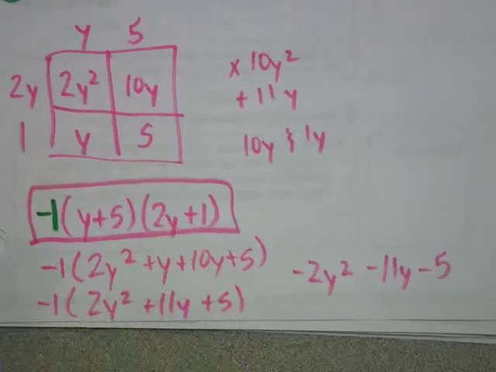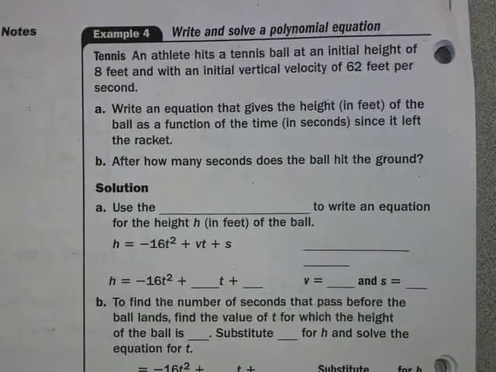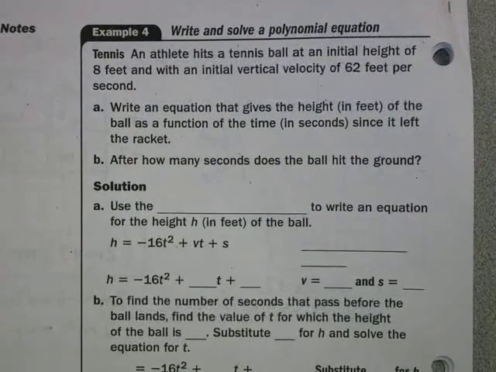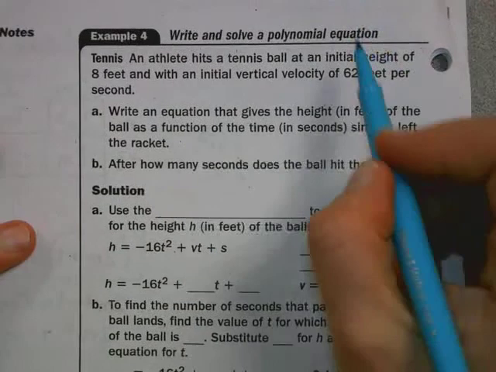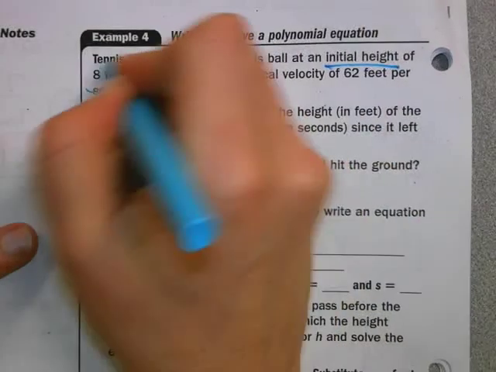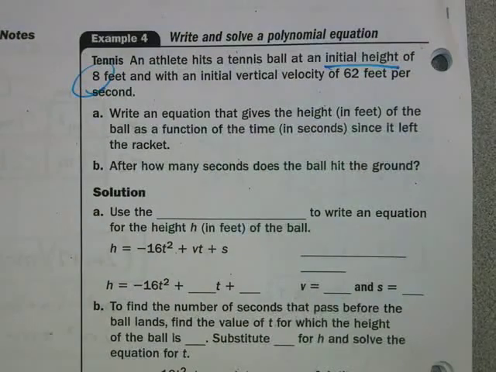All right, one last thing we need to discuss in this packet. Example 4 here. We're back to vertical motion model. Hooray! I know you're so excited. All right, so tennis. We have an athlete hits a tennis ball at an initial height of 8 feet and an initial vertical velocity of 62 feet per second. So what you should have just noticed was we have a change in what we've always seen before. Our initial height previously was always what? 0, and now it's not, okay?